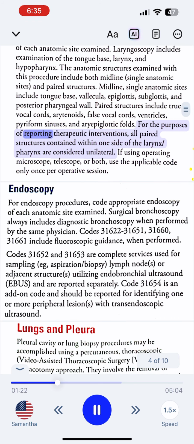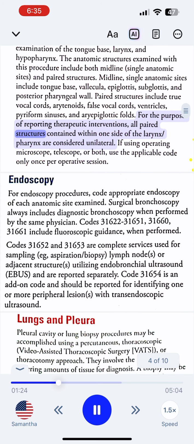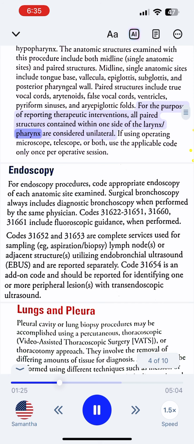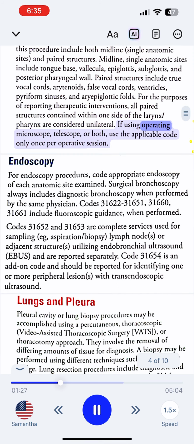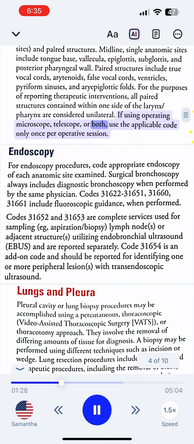For the purposes of reporting therapeutic interventions, all paired structures contained within one side of the larynx-pharynx are considered unilateral. If using operating microscope, telescope, or both, use the applicable code only once per operative session.